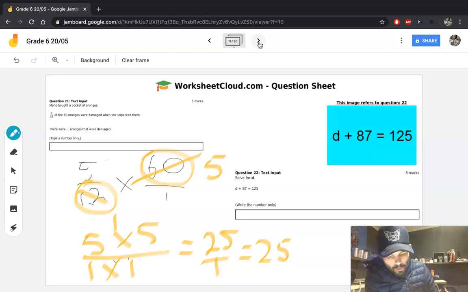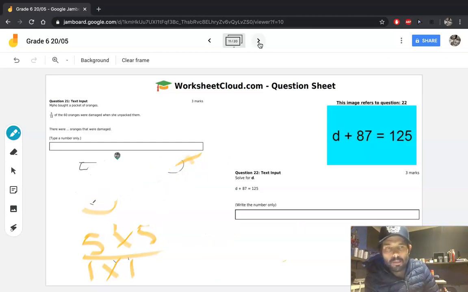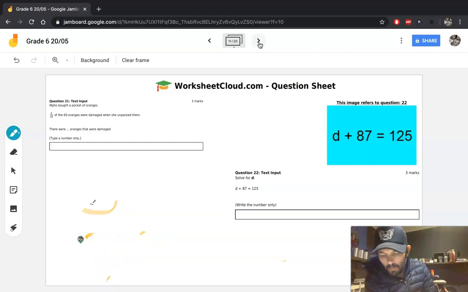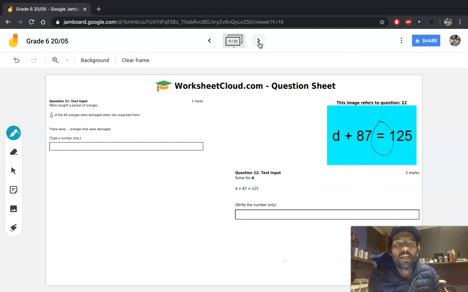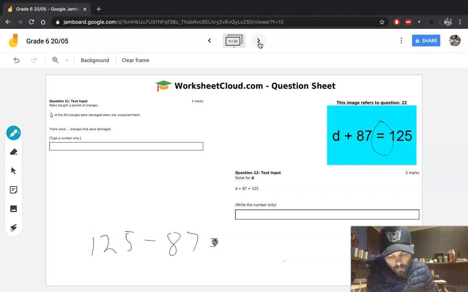Okay, let's move on to question number 22. Question number 22 states, solve for D, and they give us an equation. And remember, it's called an equation because it's got an equal sign in it. So it's saying D plus 87 is 125. So for me to work out D, I need to go 125 minus 87, and that's going to give me an answer of 38. How do I check that?